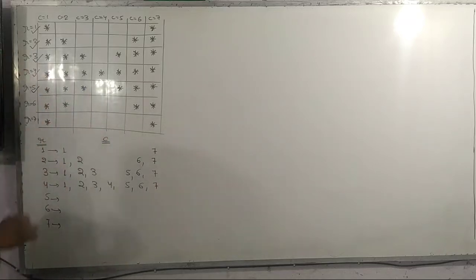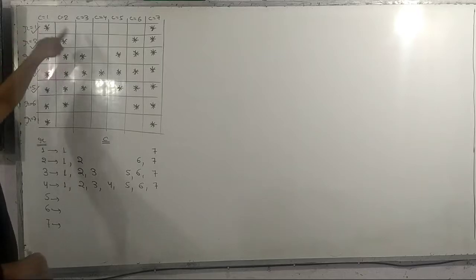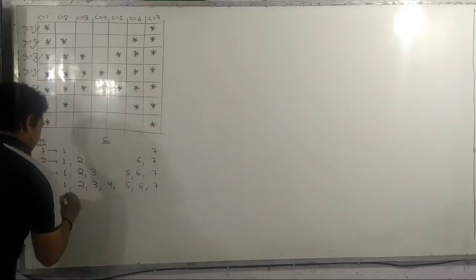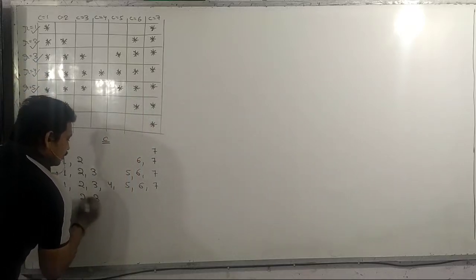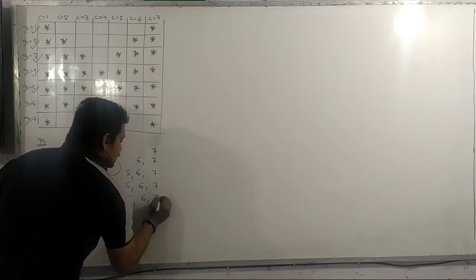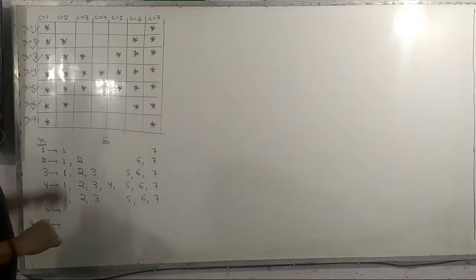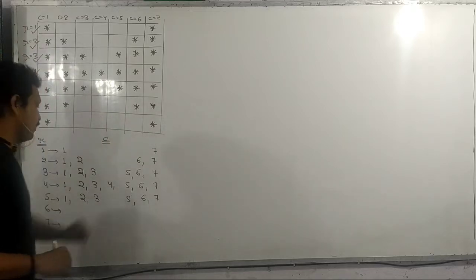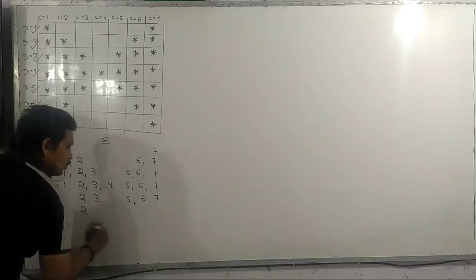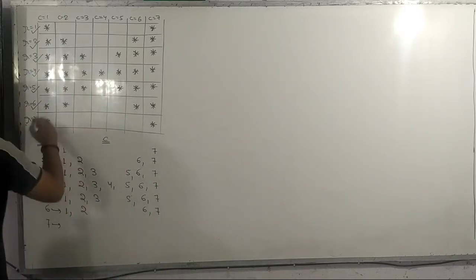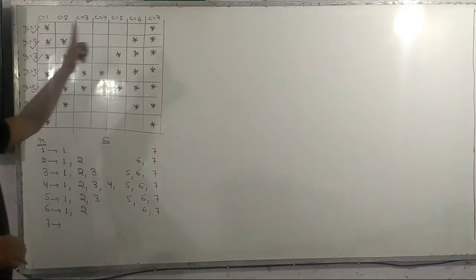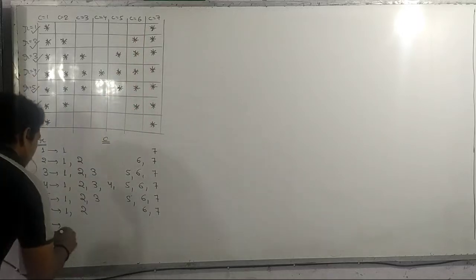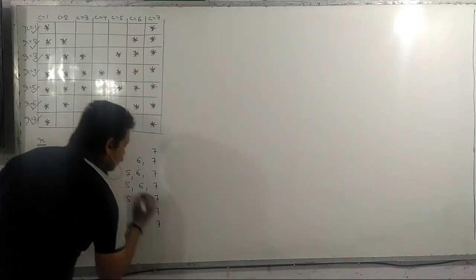When R is equal to 5, on which values of C the stars are getting printed? C is equal to 1, 2, 3 or 5, 6, 7. When R is equal to 6, when C is equal to 1, 2 or 6, 7. When R is equal to 7, when C is equal to 1 or C is equal to 7.